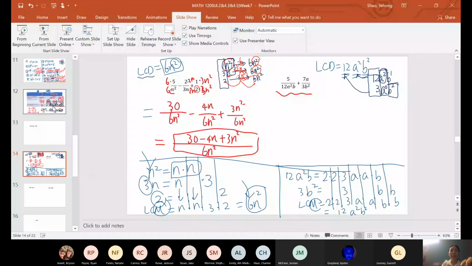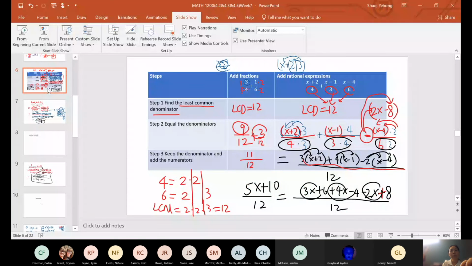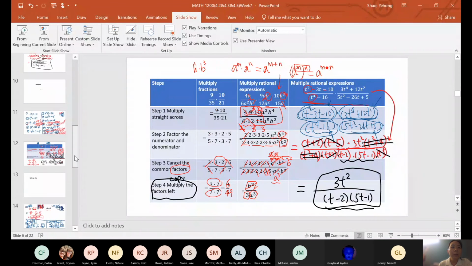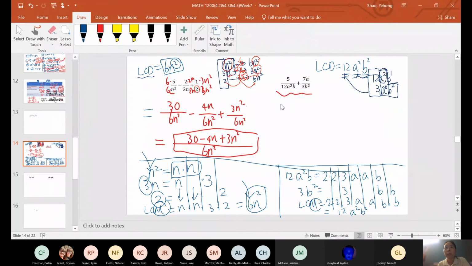Okay, so what we did before, simplifying, you might have to factor each one and cancel common factors. But for these cases, for addition and subtraction, the problems I'm going to give you should be already simplified. Okay, so let me quickly put this solution back here. I will post this on Blackboard.